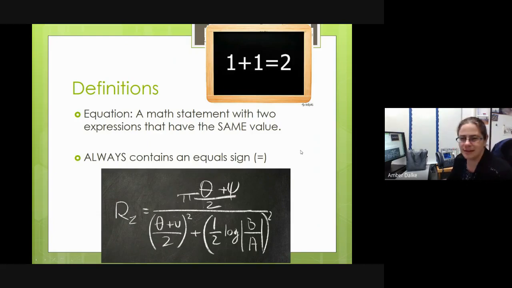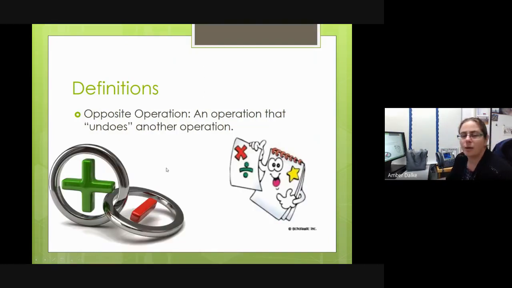So an equation always contains an equal sign. It always has two equal pieces. And one more term. Opposite operations are operations that are the reverse of another operation. They oppose each other. There's two different pairs here. The first pair is addition and subtraction. So addition and subtraction are opposite operations. If you add 4 and then you subtract 4, nothing changed. This is useful later on in algebra when we start solving equations. We'll be using opposite operations.